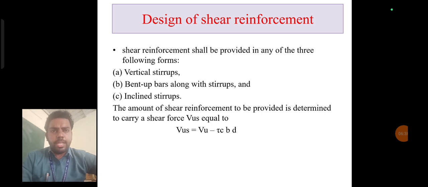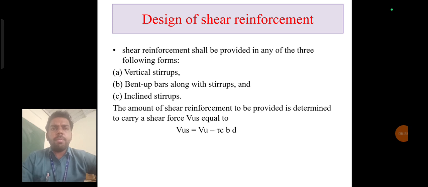Vertical stirrups means completely perpendicular to the main bars, maintaining 90 degrees to the main bars. And for bent-up bars, some curtailment will be involved. When we provide the main bars to the beam, the curtailment should be provided at that particular location.